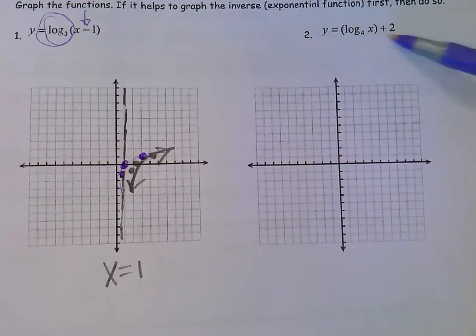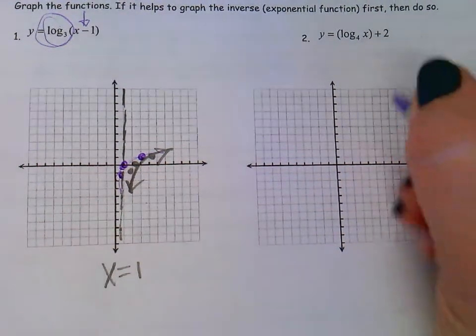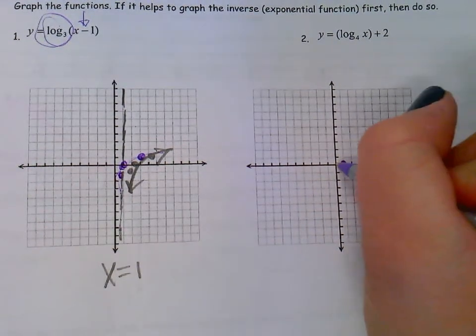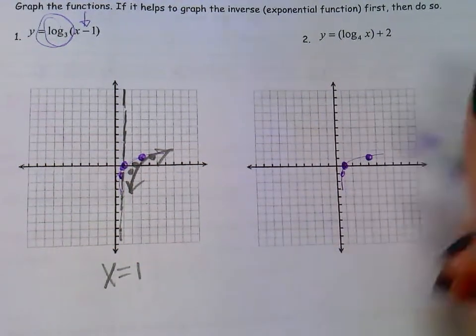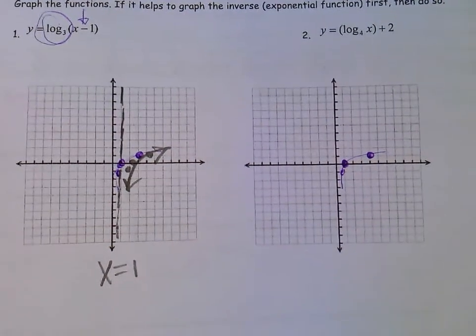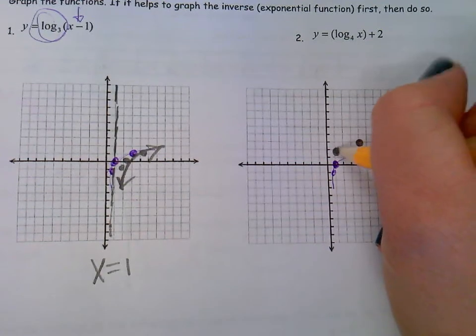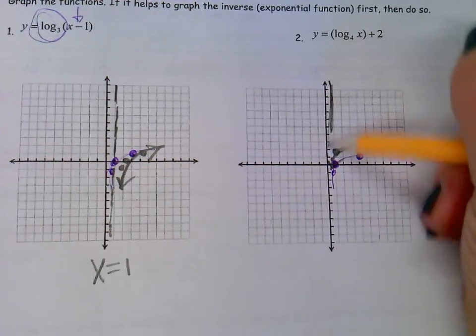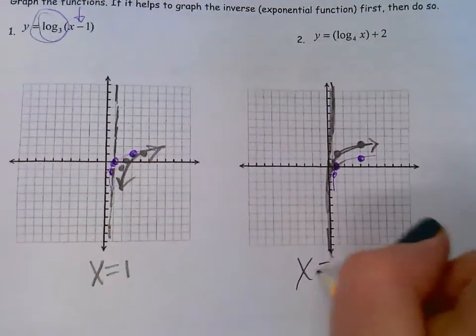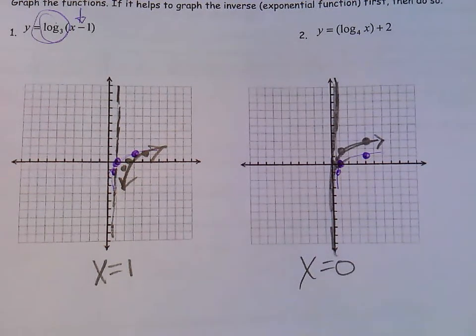On number 2, this is a shift that goes up 2 because it's outside the log function. And for the base 4 graph, you start at 1, but this time you go over 4 and up 1. Right? So this is the base 4 log function. And we're just going to shift all those points up 2 units, and then you've graphed the transformation. So it still has an asymptote at x equals 0 this time because I just shifted up 2. And so graphing is not on your quiz tomorrow.